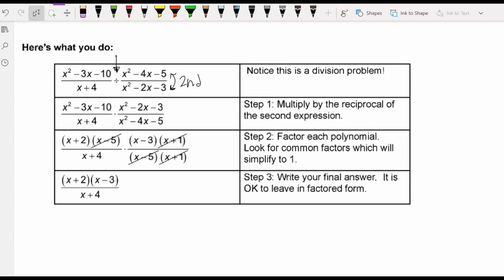And then we factor. So it factors to x plus 2, x minus 5, all over x plus 4. And then the second fraction is x minus 3, x plus 1, x minus 5, and x plus 1. All right, then when we have it in factored form, you can just go ahead and cancel right away. So what's on top, what's on bottom, you cancel. And then we multiply what's left. So x plus 2 times x minus 3, and then x plus 4 times 1 on the bottom.